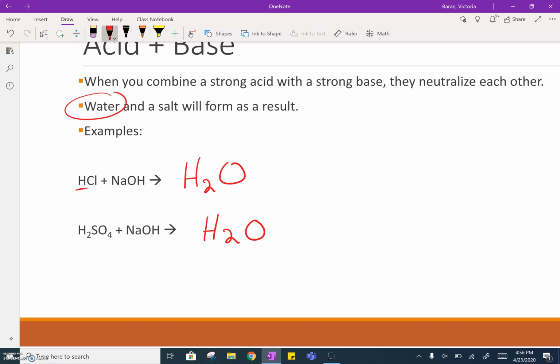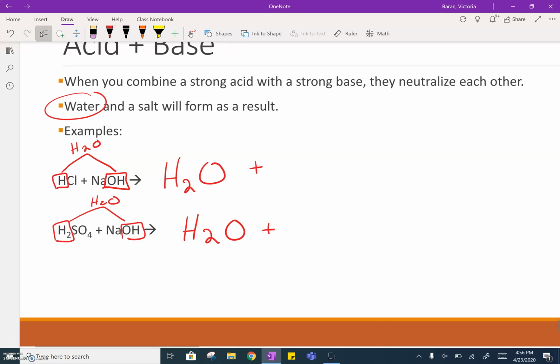You know that that has to be one of the products. Again, we know this is an acid because we have that H in the front. We know these are bases because they end in an OH. Now, these acids and bases will dissociate. So when they dissociate, the hydrogen from the acid and the OH from the base combine together, and that's how you get water. And then whatever else is left over, that is going to be your salt, okay?